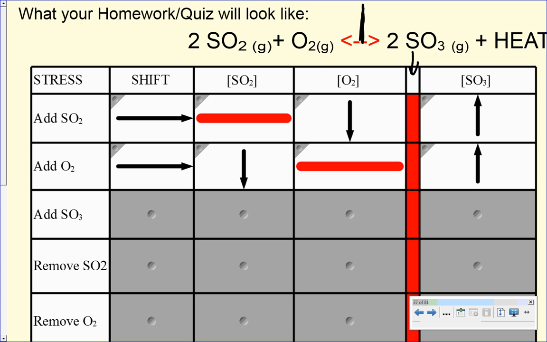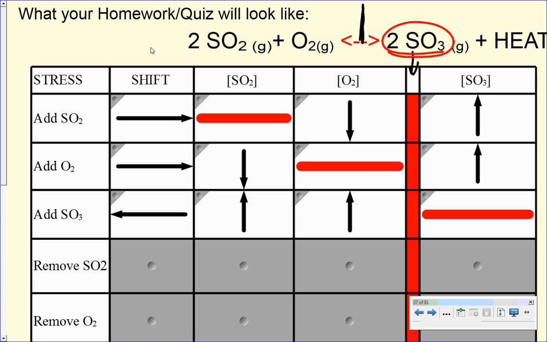If we add SO3, be very careful, SO2 and SO3 look kind of alike, but SO3 is this guy over here. If we add SO3, we're going to have more of that in there to decompose, thus favoring the reverse reaction. We're not really worried about what happens to SO3 itself as we're adding it to the system. Because we have more SO3 being put into the system, this is going to be decomposing more and increasing our concentrations of SO2 and O2.